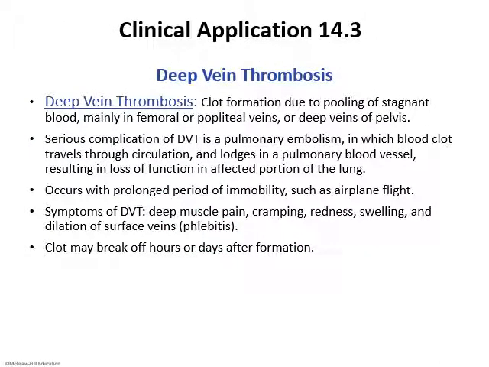Okay, so deep vein thrombosis. This is a clot formation due to pooling of the blood, typically because the blood has become stagnant. So if you took a long trip or you're bedbound, you're in the hospital, a nursing home, you can form a deep vein thrombosis. If it breaks off, it can form a pulmonary embolism, where it blocks part of the blood supply to the lungs. It can actually cause death.